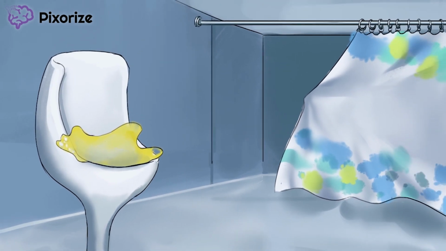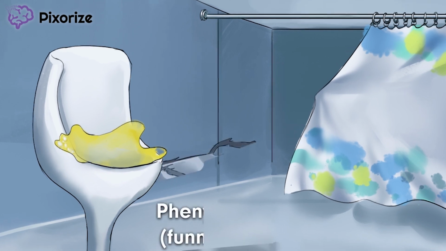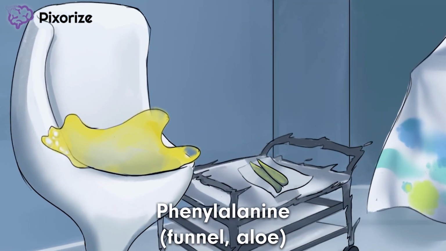Alright, now let's review exactly what is going on here. Normally, phenylalanine is converted into tyrosine by the enzyme phenylalanine hydroxylase, and phenylalanine hydroxylase also requires the cofactor BH4 to function. To start, check out all the aloe next to our funnel.